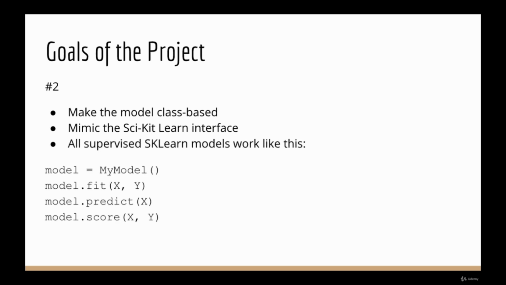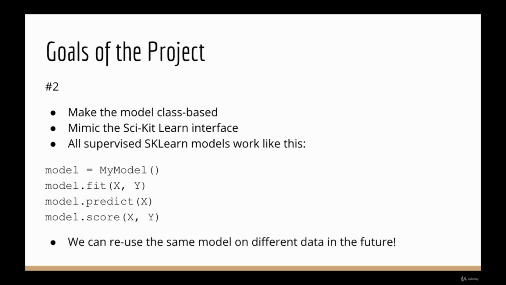So step 1 is to create an instance of the model. For example, model equals LogisticRegression. Step 2 is to fit to the data. So model.fit(X, Y). Step 3 is to make future predictions. For example, model.predict(X). And of course, you can also have a model.score(X, Y), which makes use of model.predict to calculate the accuracy of the model. So why do we want to do this? Well, having all your machine learning code within a class makes it reusable, so you can use that same model on different data in the future without having to write it again. That is very powerful.